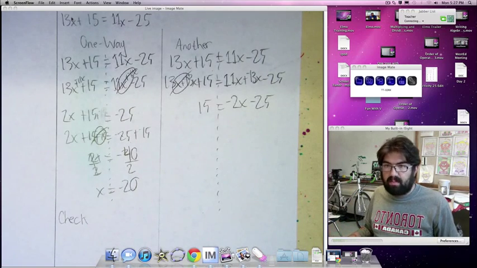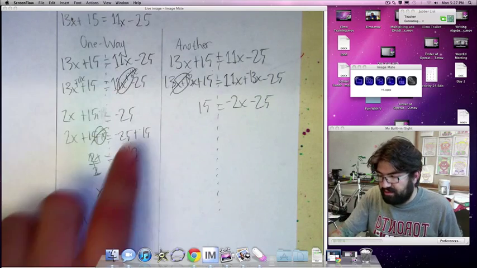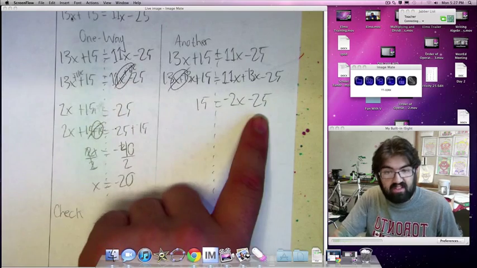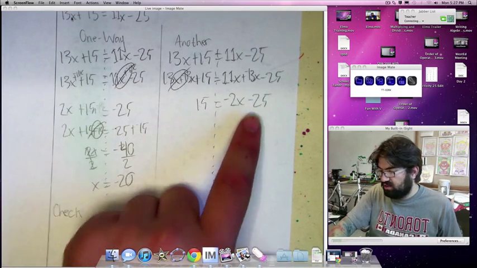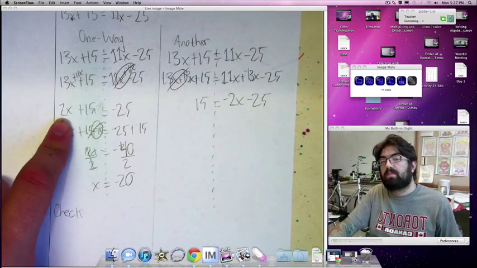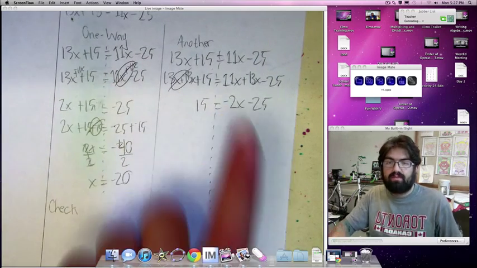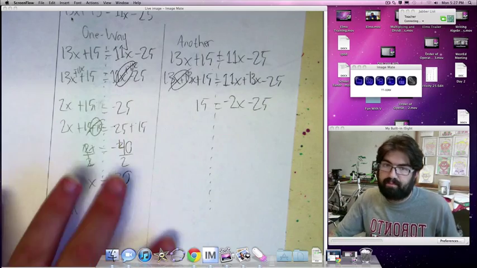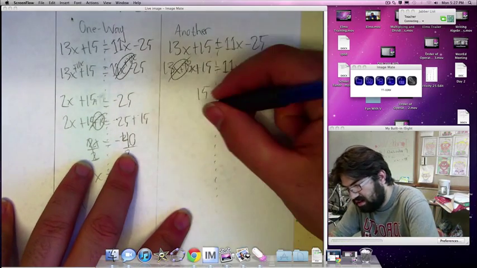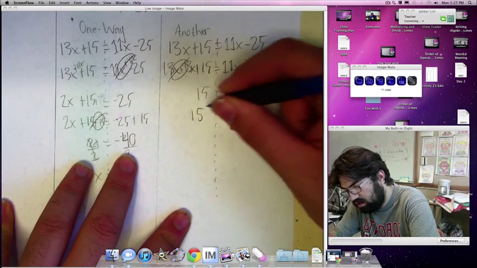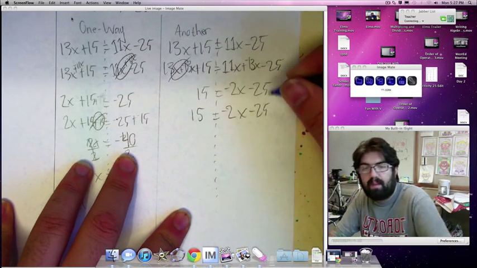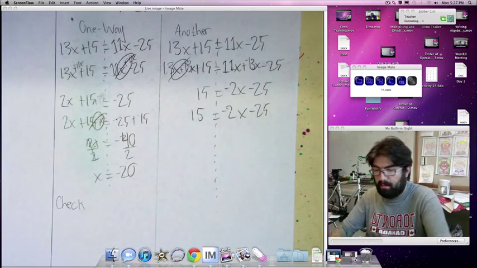Take a moment and let's think about what our equation used to look like. 15 was positive, it's still positive. 25 was negative, it's still negative. The only difference is 2x was positive over here. Now it's negative because it's on the other side of the balance line. All right, let's rewrite. Okay, the opposite of minus 25 is plus 25.